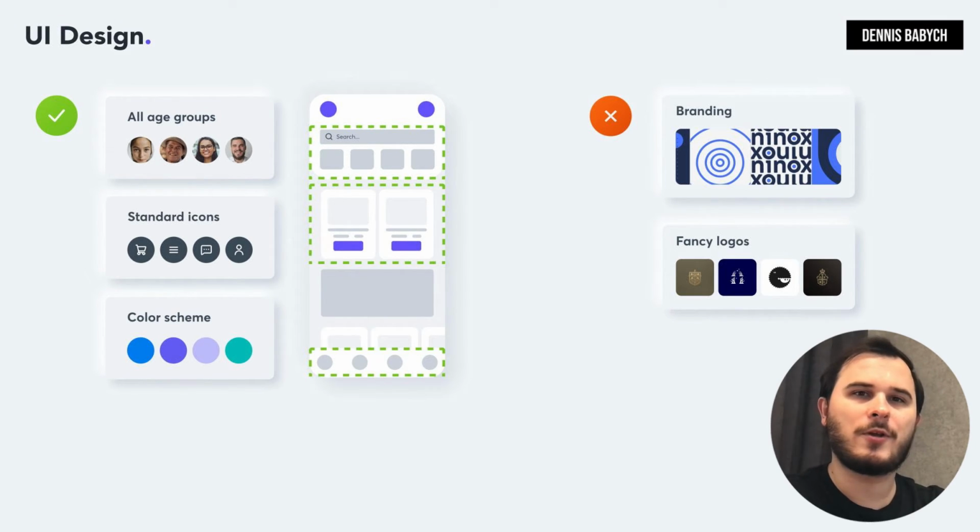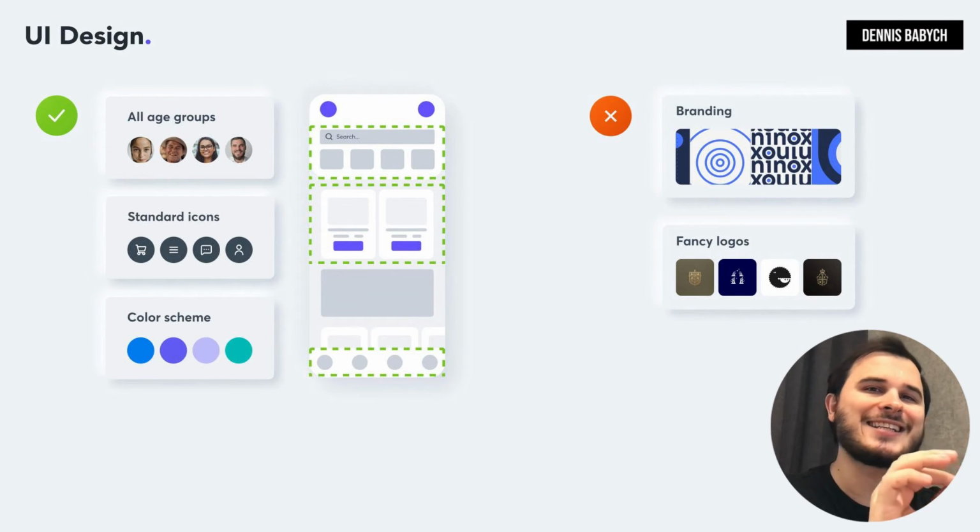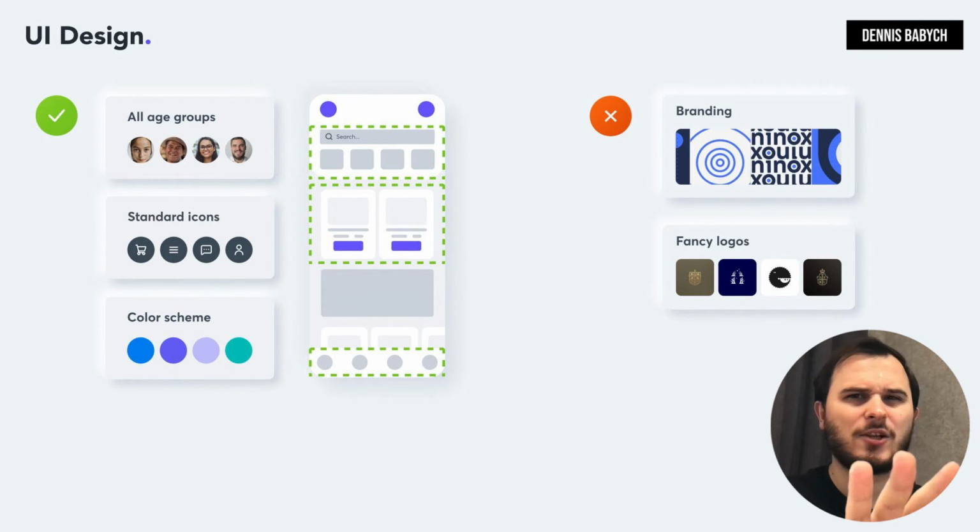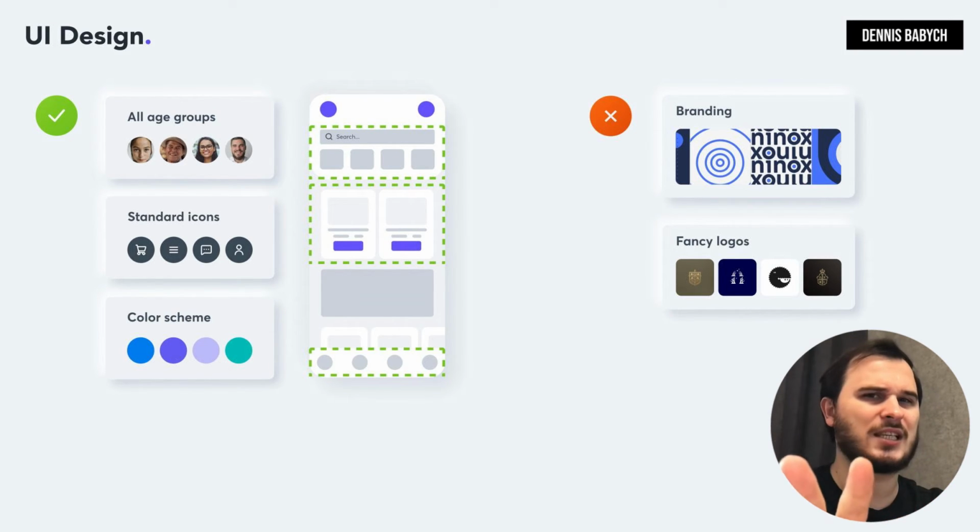So your job here is to incorporate well-known design icons, design intuitive elements and their locations, and a simple color scheme that will help your users swiftly and effectively navigate your app. Forget about branding, fancy logos, and other visual design nonsense. At the early stage, this won't bring value either to you or to your customers.